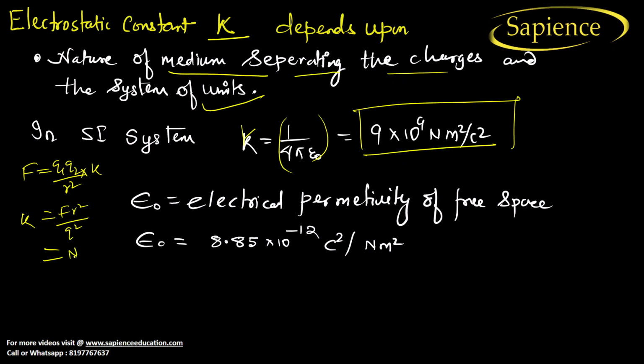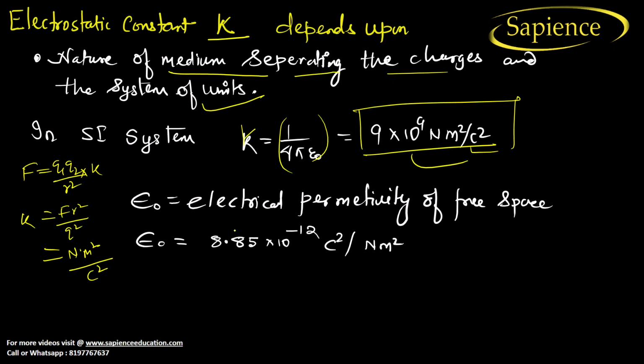So F has the unit Newton, r square is meter square, and divided by charge square is Coulomb square. So in this way, the unit of k is Newton meter square per Coulomb square. So if you have forgotten, or are unable to find the unit of k, you can find it this way, right?